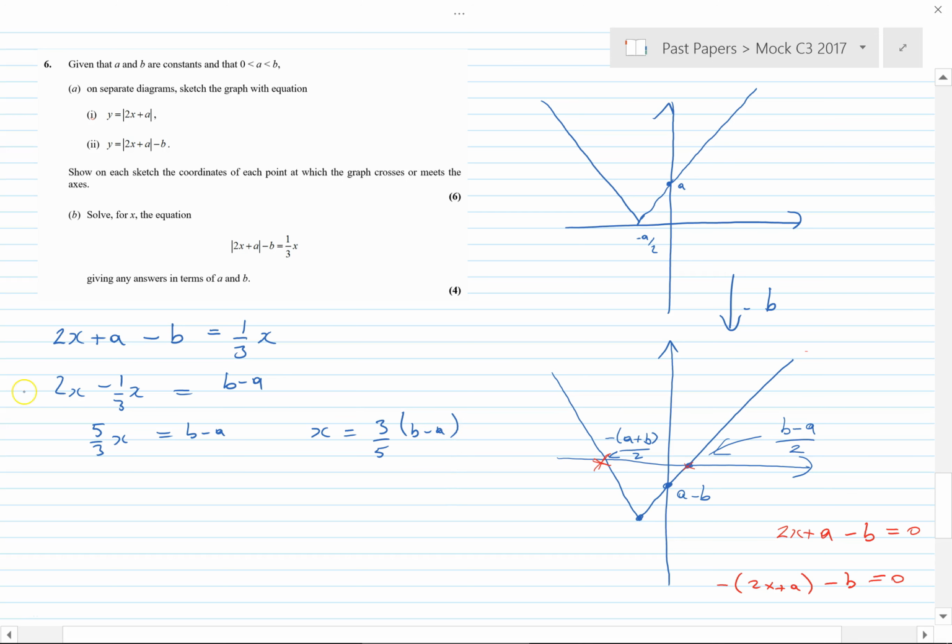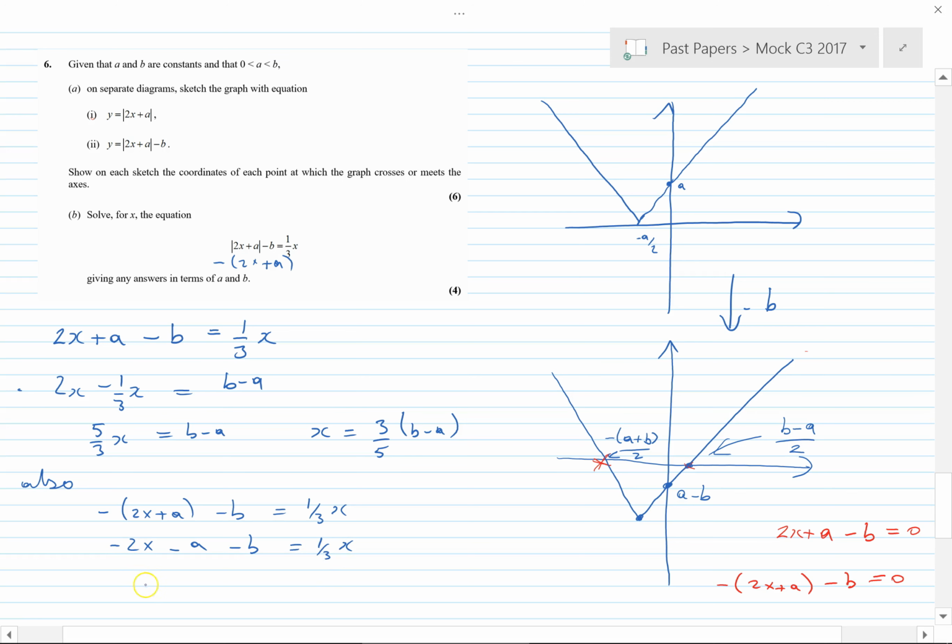And then also, as I said, we need to consider the negative part of that, which corresponds to the intersection with this part of the graph, which is minus 2x plus a, that bit. So we've also got minus 2x plus a minus b is equal to a third x. So we have minus 2x minus a minus b equals a third x.